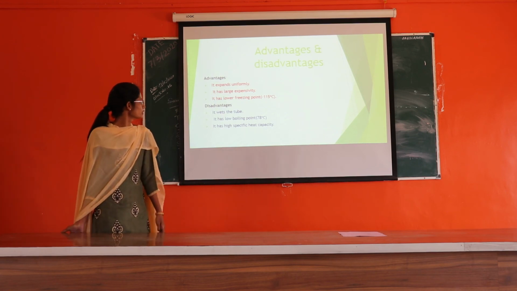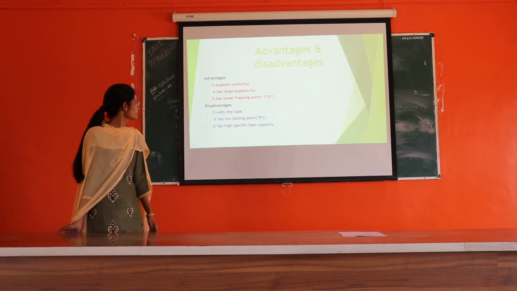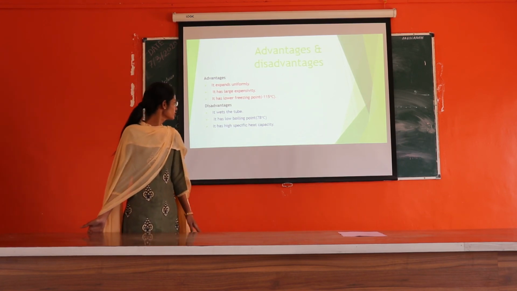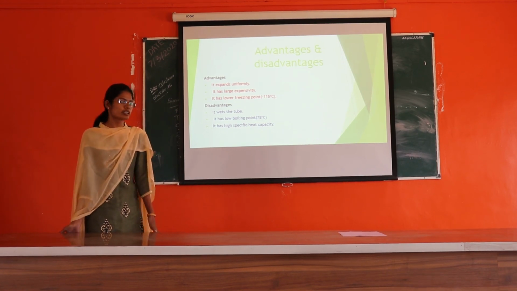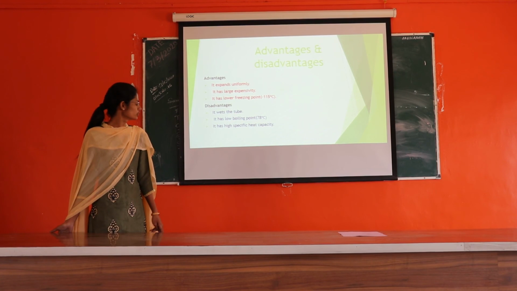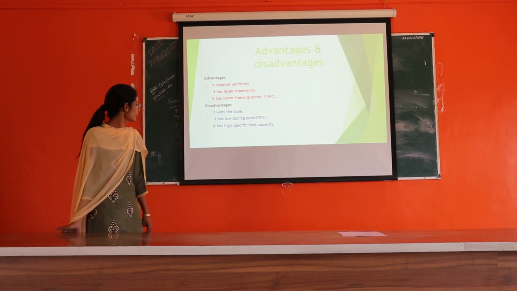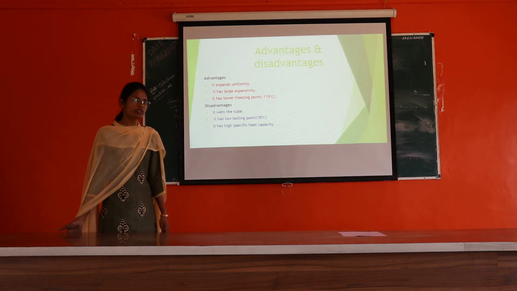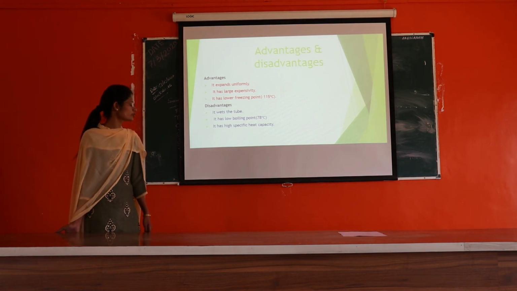Advantages and disadvantages. Advantages: it expands uniformly. It has large expansivity. It has lower freezing point, minus 150 degrees Celsius. Next, disadvantages: it wets the tube. It has low boiling point, 78 degrees Celsius, and it has high specific heat.